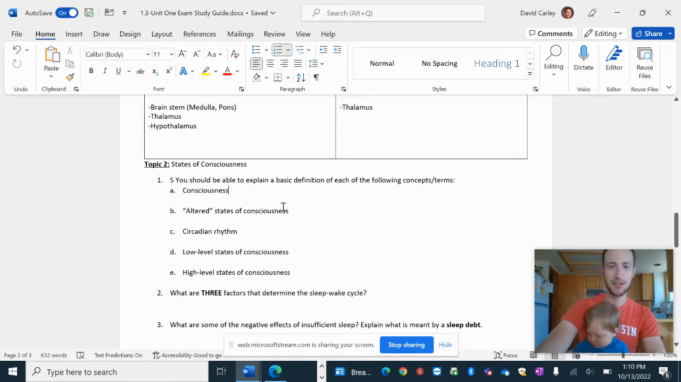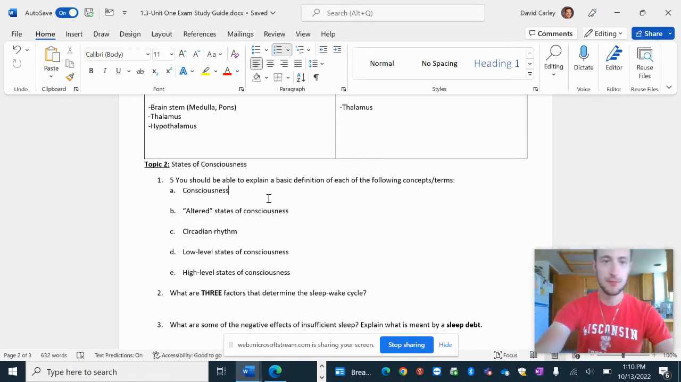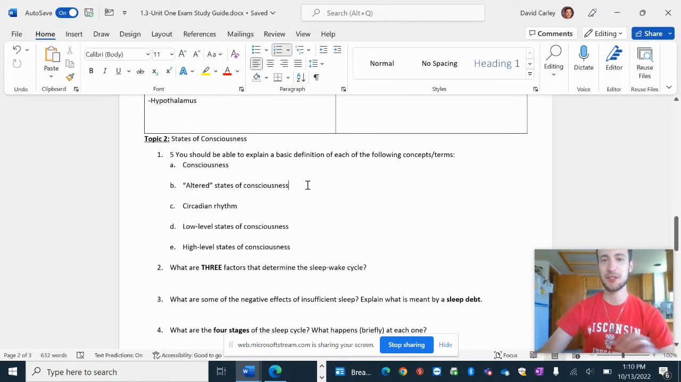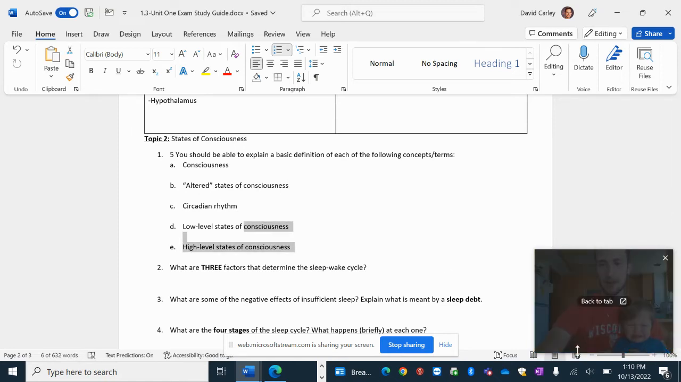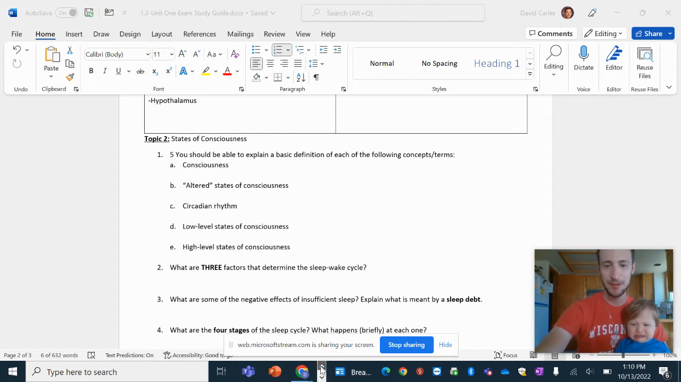Basic definitions of each of the following concepts. Consciousness is generally someone's level of awareness of a situation. You can go from low to high. It's kind of a continuum. Altered states of consciousness can be anything like drug-induced altered states. You could think about flow states, concussions, things like that, being involved in music, for example. And then low-level states and high states. That's pretty much from your notes, so for the sake of time, I won't do that one.